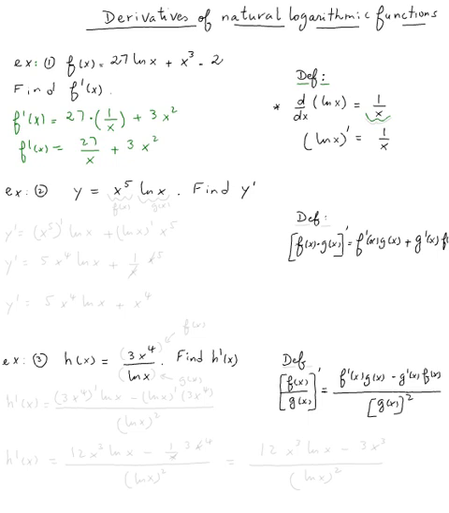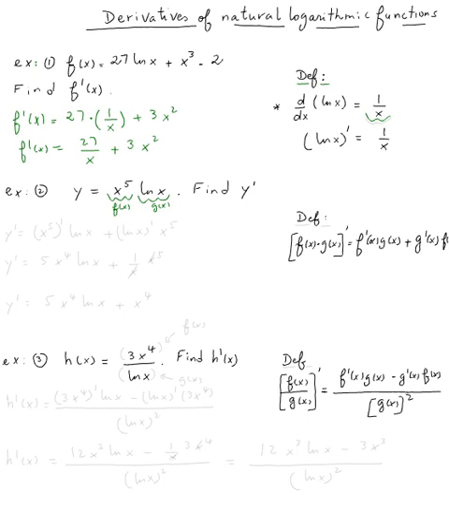Alright, so let's do example 2. We still have a logarithmic function, but this time we're trying to find the derivative of y equals x to the fifth times ln x. Now we have to consider that these are a product of two functions, x to the fifth and ln x. So think of this as your f of x and this is your g of x.